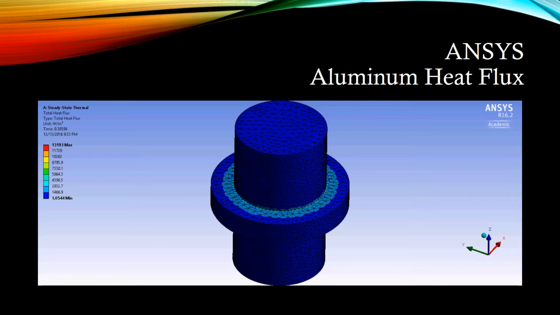Similarly to the copper, the heat flux for aluminum appears to nearly engulf the entire fin again, which makes sense once again since our length was calculated to be about 6 meters for that material. The minimum heat flux was 1.05 watts per meter squared, and the maximum was found to be 13,193 watts per meter squared.